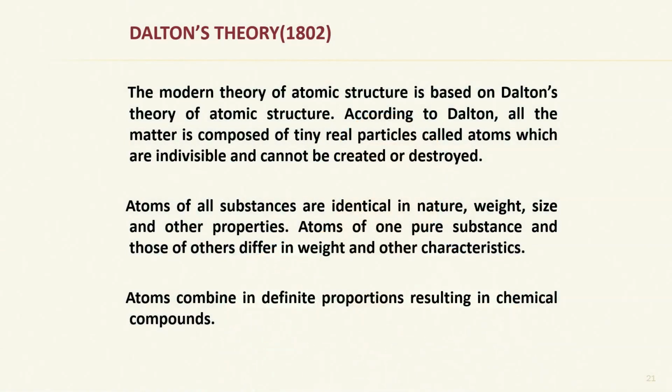Okay. Now, we come to the modern definition of the atom, and this modern definition of the atom is based on Dalton's theory, that is around 1800. So, 1802 to be very specific. So, the modern theory of atomic structure is based on Dalton's theory. According to Dalton, all matter is composed of tiny real particles, called atoms. He called them atoms, okay, which are indivisible and cannot be created and cannot be destroyed. That is one of the postulates.